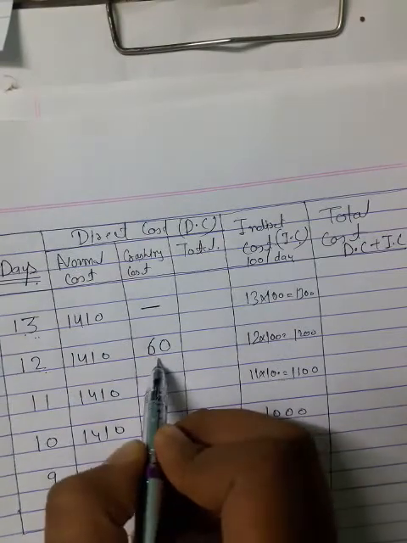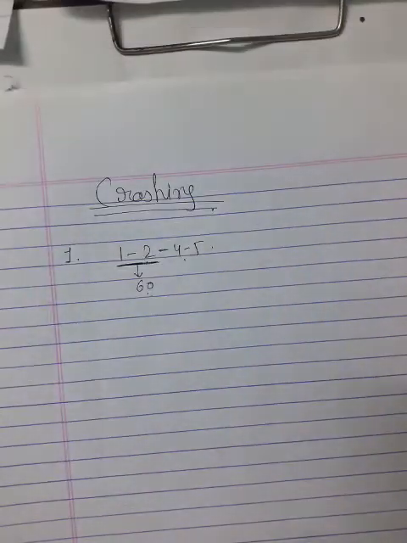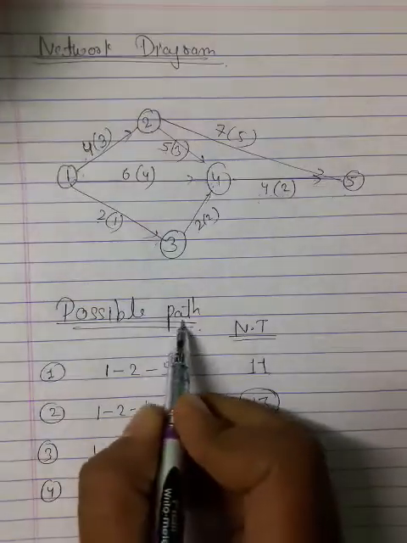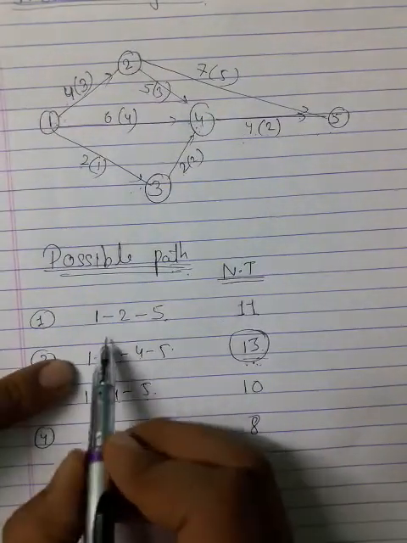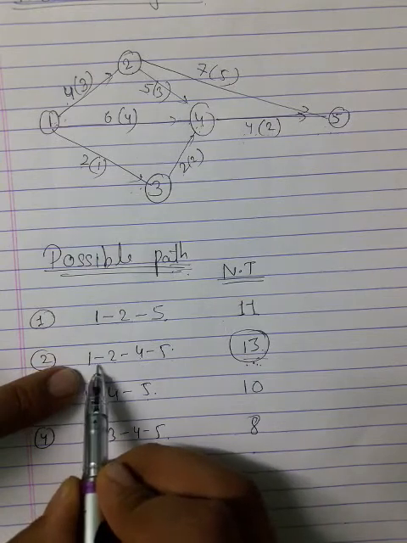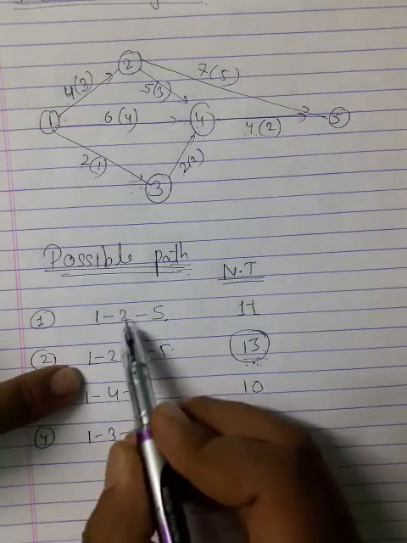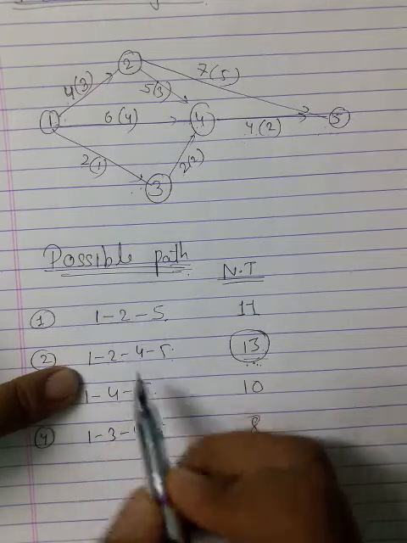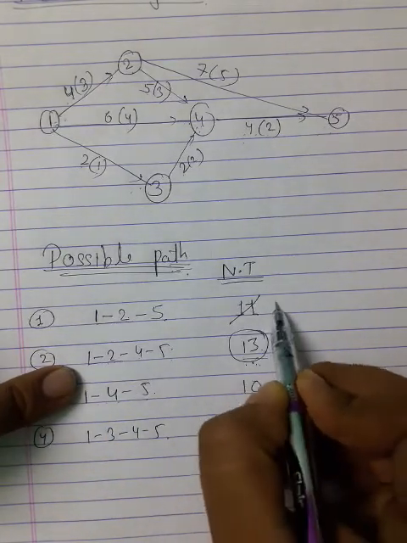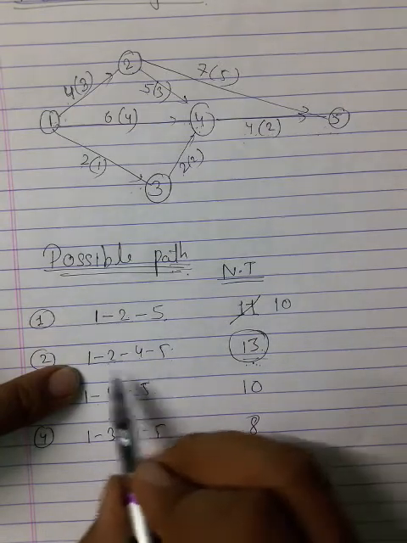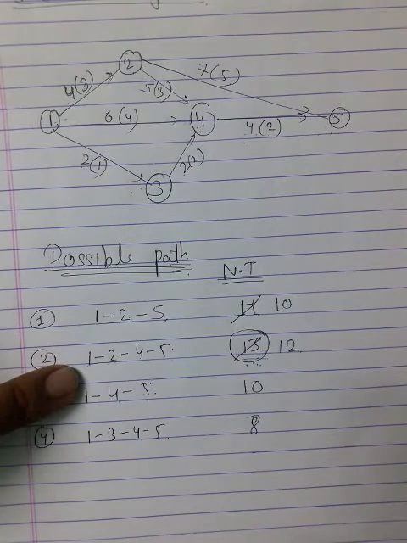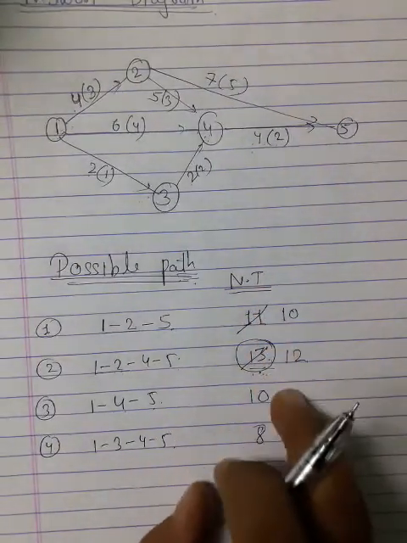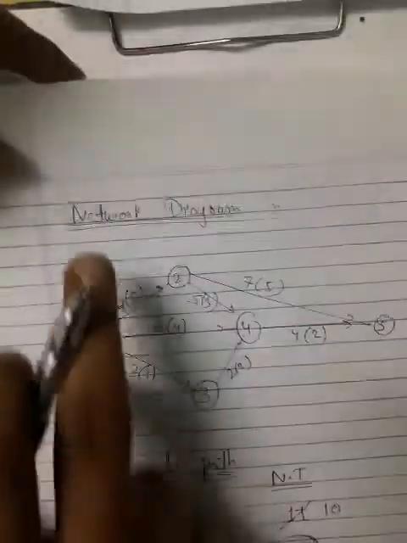Now you move to the possible path step. This is my possible path. I have to crash the activity 1 to 2, and both of these have the 1 to 2 activity. You crash one day within these two activities. Since you have 11 days, crashing one day gives you 10. Here also you have the 1 to 2 activity, crash it and you get 12. As you complete crashing here, you go to the network diagram.